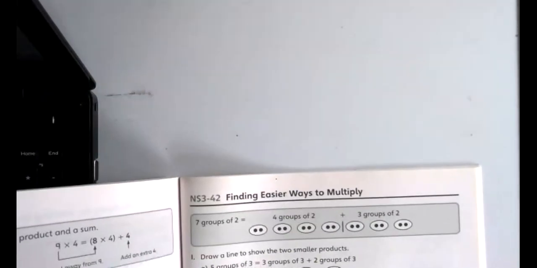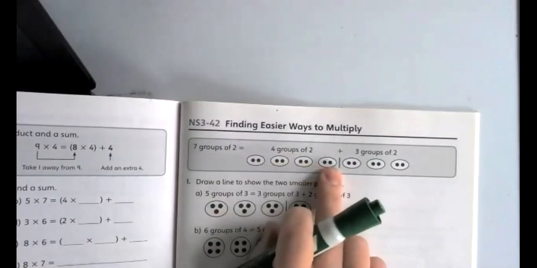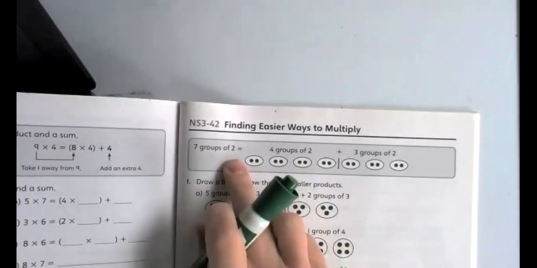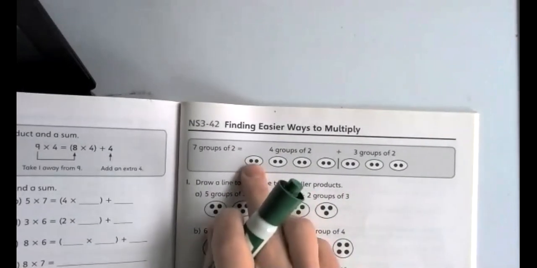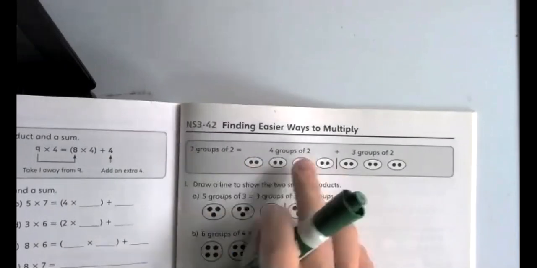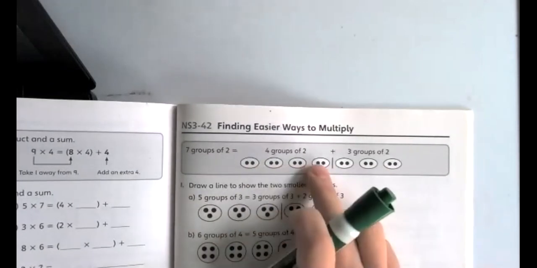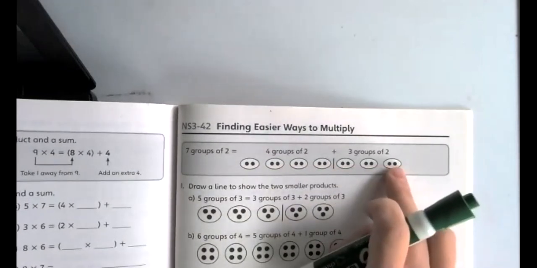So this relates to your book here, because we're looking at page 183 in the 3.1 book. And we're talking here about the groups. So it's 7 groups of 2. So these are groups of 2, 2 dots in each one. Okay. And altogether there's 7 groups of 2. 1, 2, 3, 4, 5, 6, 7.